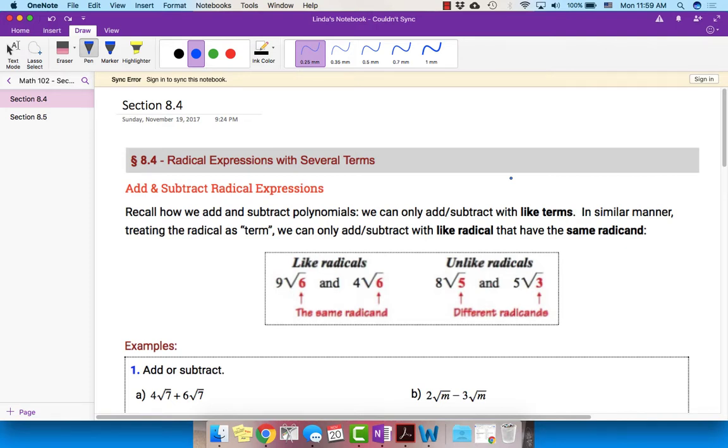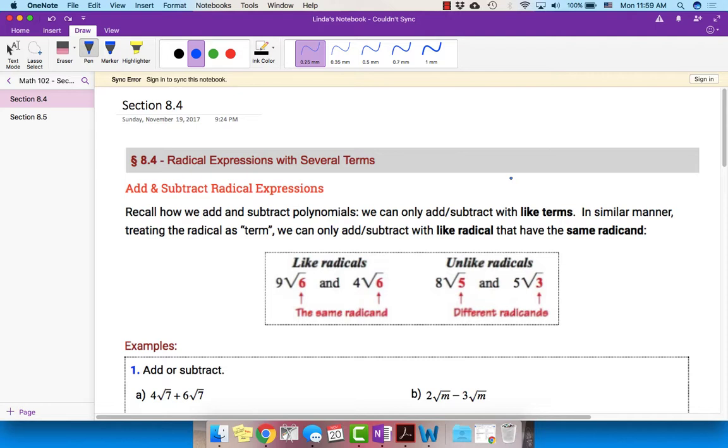Hello, student. For this online week, I will be covering section 8.4 and hopefully also 8.5 to get you a head start on what you will be learning after Thanksgiving break. Section 8.4 is the radical expression with several terms.